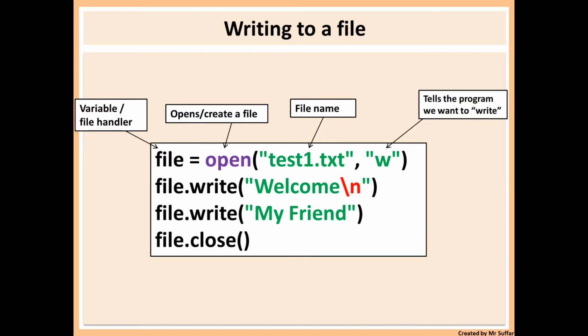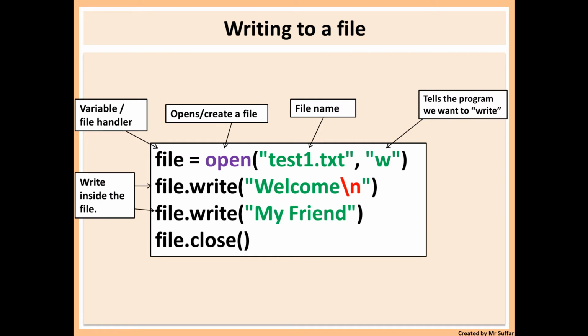Then we put a comma and then a quotation mark and W. Now, W stands for write. If you're trying to read from a file, you put R. If you're trying to append to a file, you put A. But this time we're writing to a file. So write starts with W.